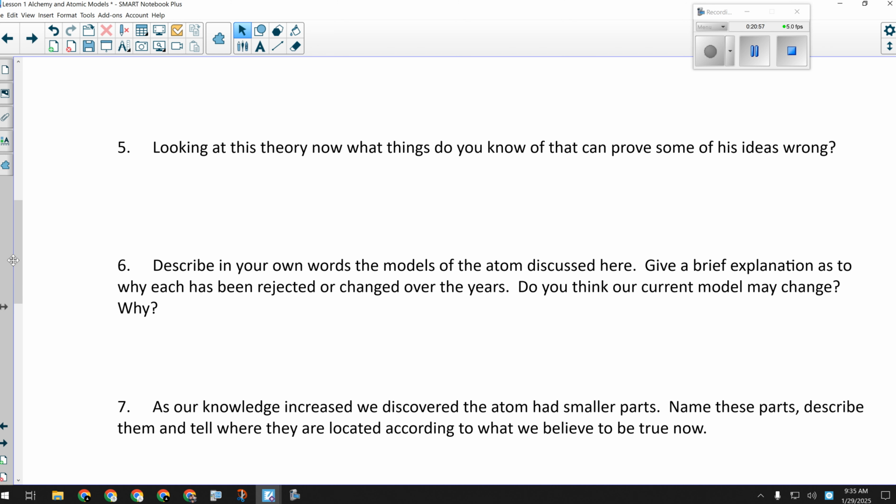We can split them. Oppenheimer figured it out, right? We can split the atom, so they're not entirely indivisible. They're indivisible by a chemical means, but not by a physical means.